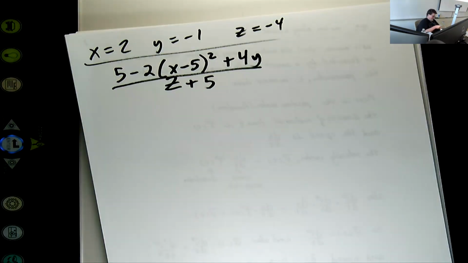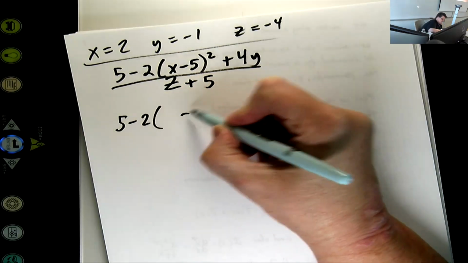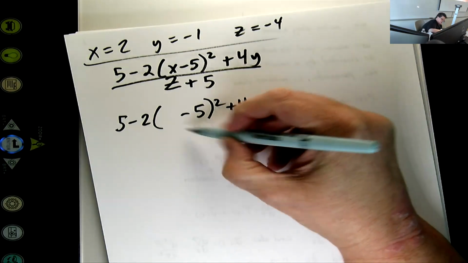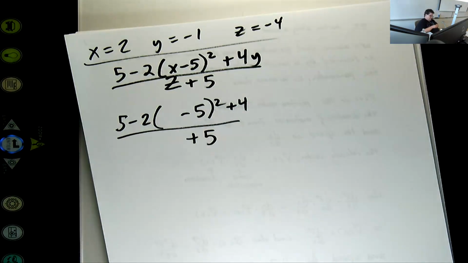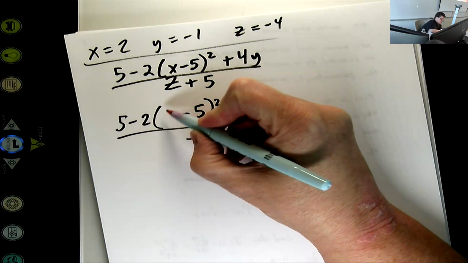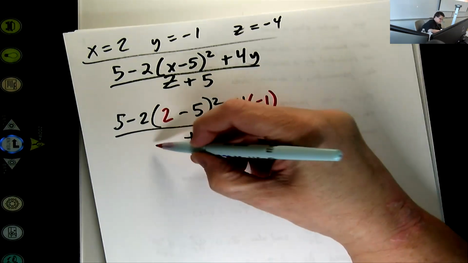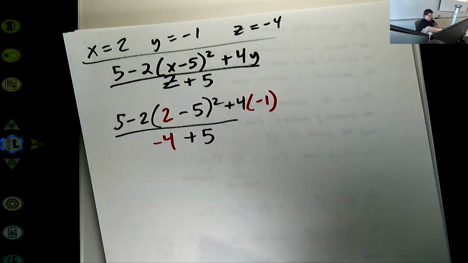All right, let's plug some stuff in. I'm going to write everything down that was not a variable in black, and then I'm going to plug things in in red. X was 2. Y is -1, and Z is -4. And my fraction bar didn't go far enough.